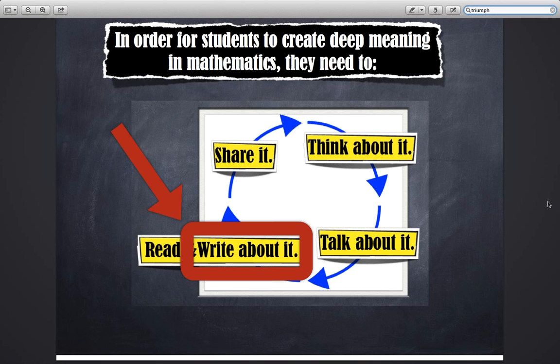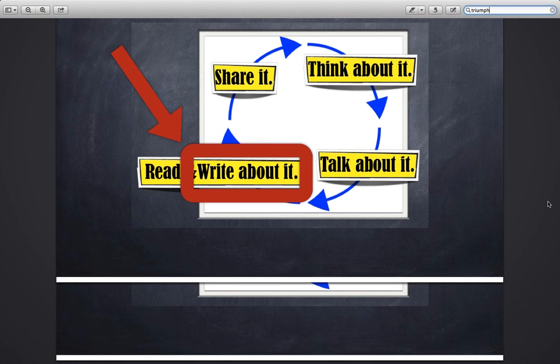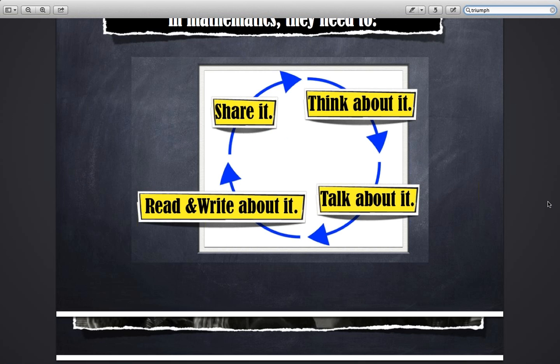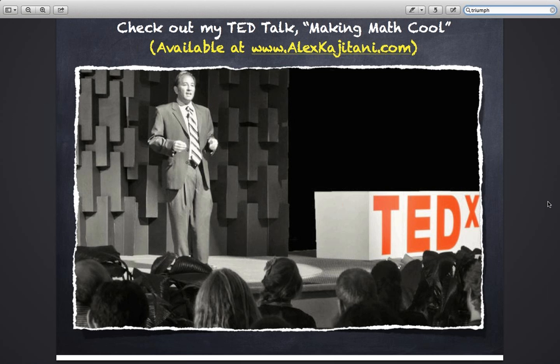But today we've really focused on 3 key strategies for getting students writing in math class. I'll say it one more time. In order for students to create deep meaning in math, they need to think about it, talk about it, read and write about it, and share it.